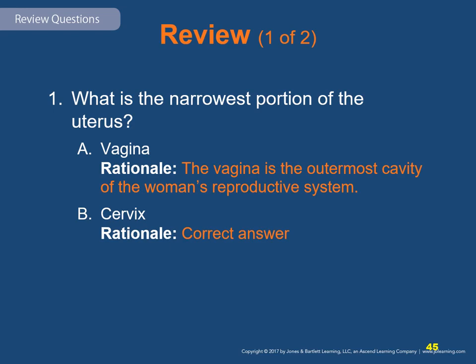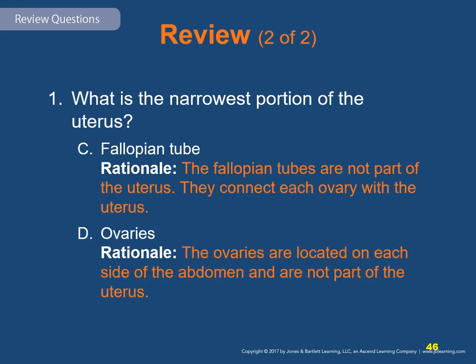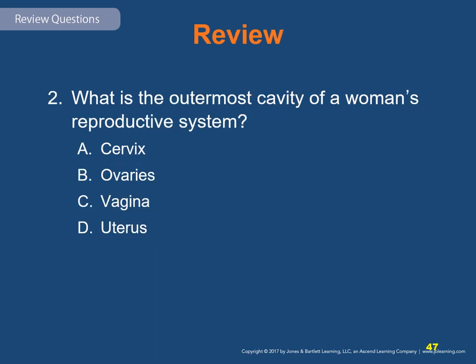The vagina is the outermost cavity of the woman's reproductive system. B. Cervix is the correct answer. The fallopian tubes are not part of the uterus. They connect each ovary with the uterus. The ovaries are located on each side of the abdomen and are not part of the uterus.